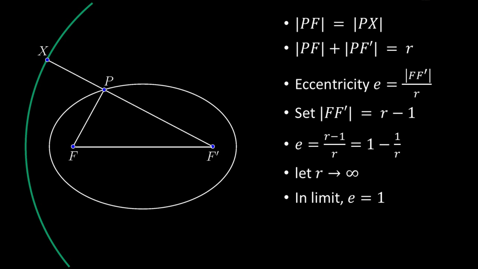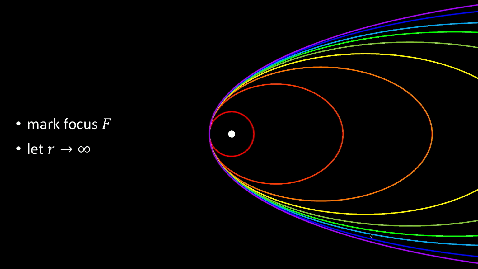I've drawn a few of these in pretty rainbow colours, because I like them. The big white blob is that focus F, the one that isn't the centre of the circle, the other one on the left-hand side. And you can see we start off with something that's a circle, when r equals 2, I guess.